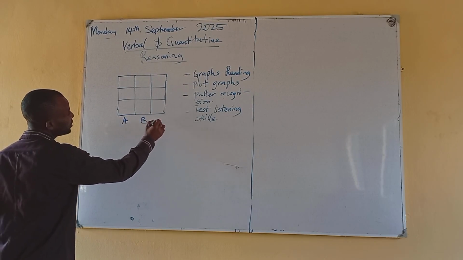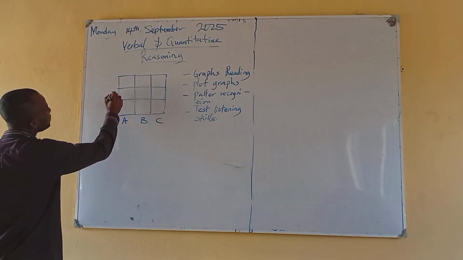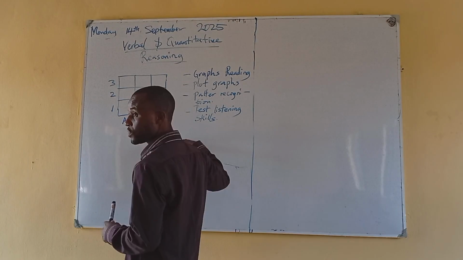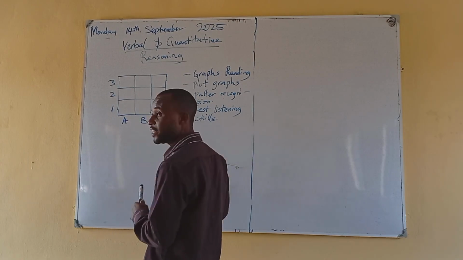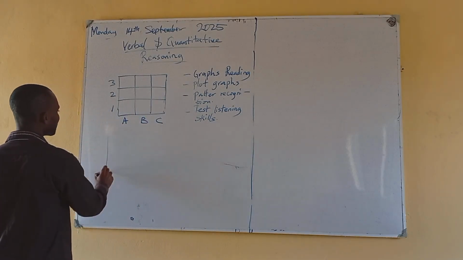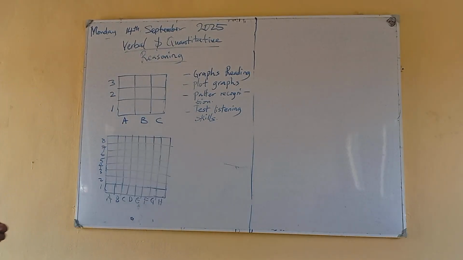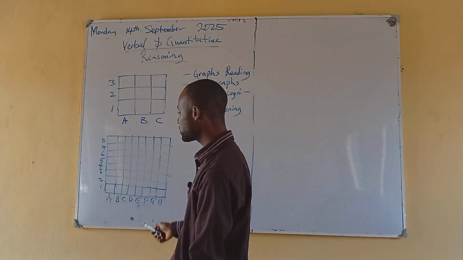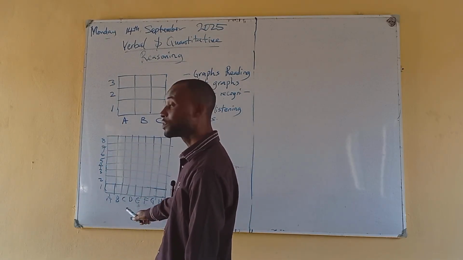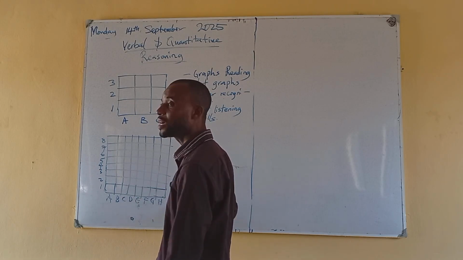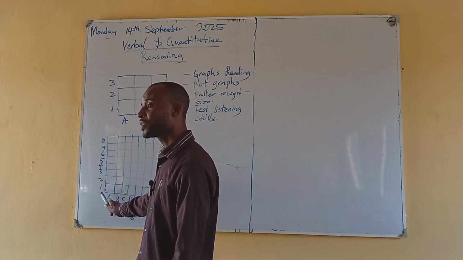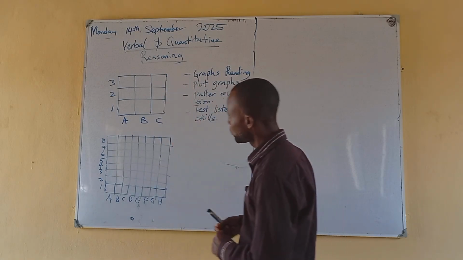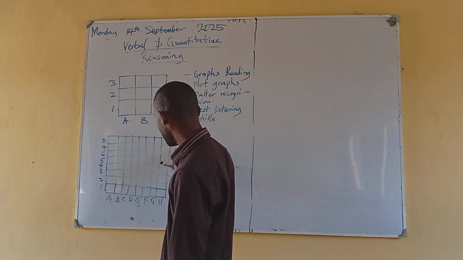A, B, C. 1, 2, 3. The chessboard is labeled. You have 8 by 8. So on the chessboard, you are going to have something like this. So 8 by 8 is what you have here. Notice how the annotation is. On this side, they are lettered A to H. Then from down to up, they are lettered 1 to 8. Right? So let's keep this one aside first.